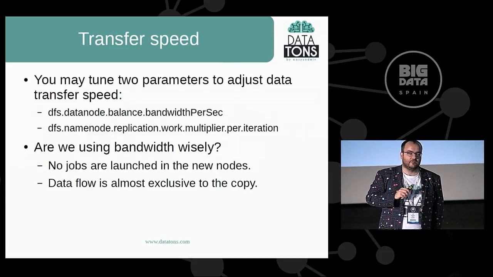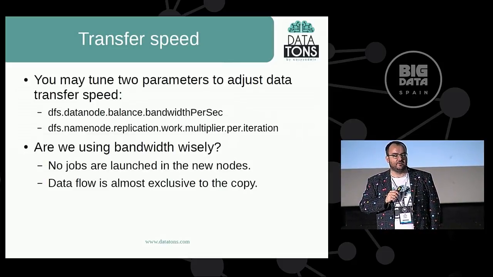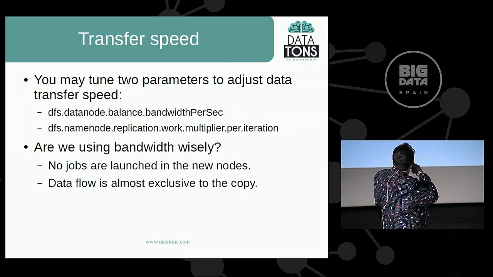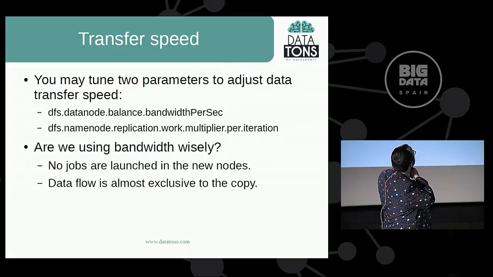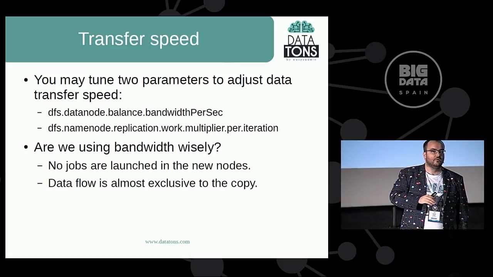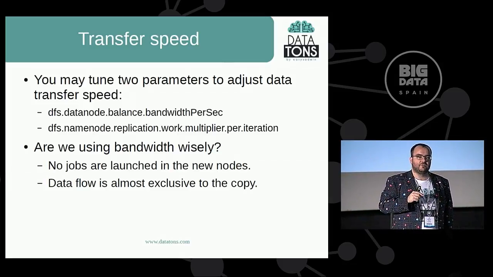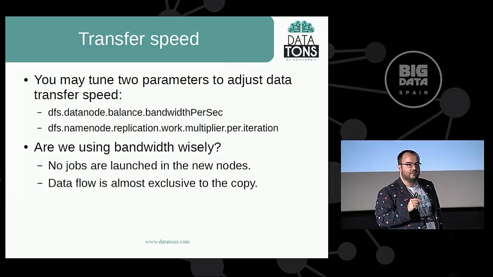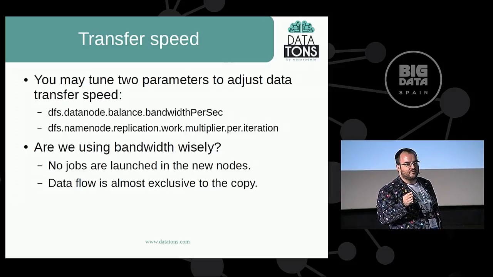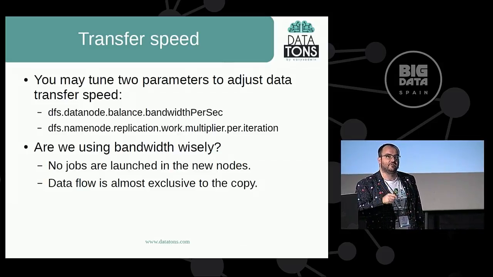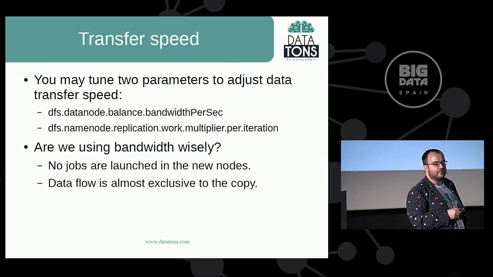You may even alter the transfer speed using these two parameters over here, okay? The bandwidth per second for each data node, and the multiplier for the replication of the data node. The first one is just the bandwidth used by each data node, and the second one is the amount of blocks that should be copied in each heartbeat that the name node sends, okay?